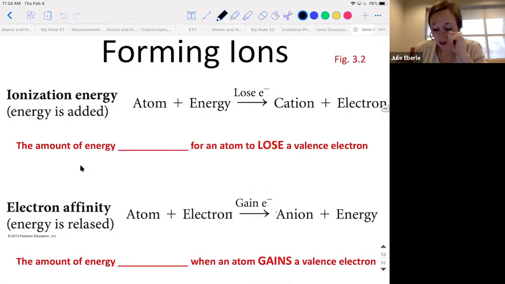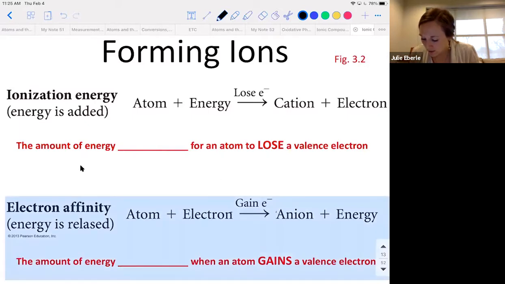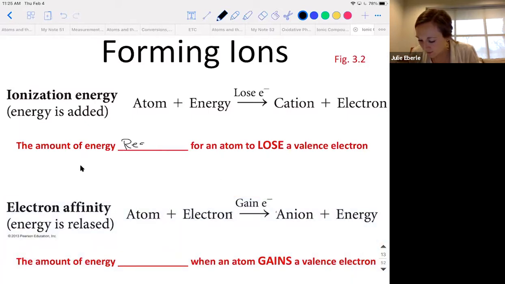Okay, ionization energy. What is this? Because some elements want to give away electrons, that's a very favorable thing for them to do. And some atoms really don't want to give away an electron. They want to receive an electron. We have this property called ionization energy, and it's the amount of energy required for an atom to lose a valence electron, okay? So there's energy associated with these processes.